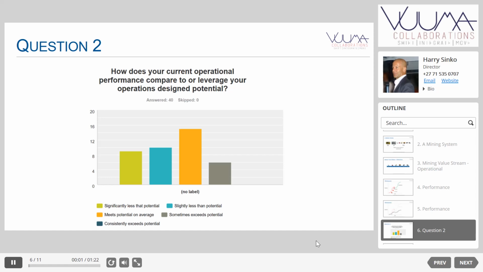Here's the results of the question: how does your current operational performance compare against your operations design potential? How well do we think we're going? And most people reckon that it's on average there. Let's have a quick conversation. What do you think? Are most people operating at above that modification level, do you think?